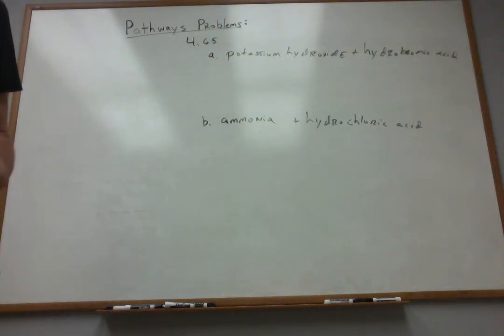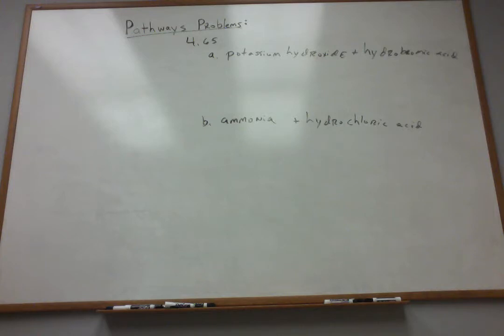Alright, this is problem 4.65. Complete the following acid-base reactions with balanced molecular, total ionic, and net ionic equations. We have two reactions that we are discussing, again, both described in words so that you can practice writing the equations, the chemical formulas yourself.